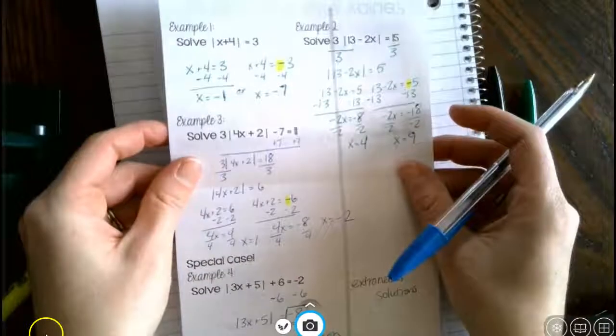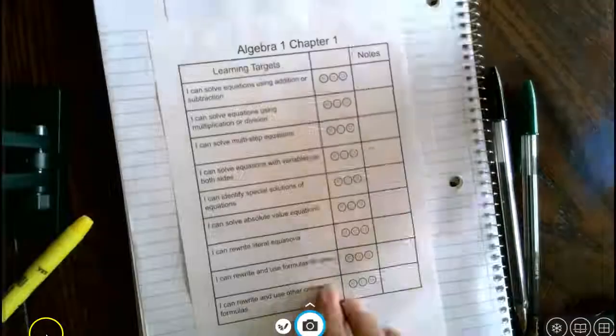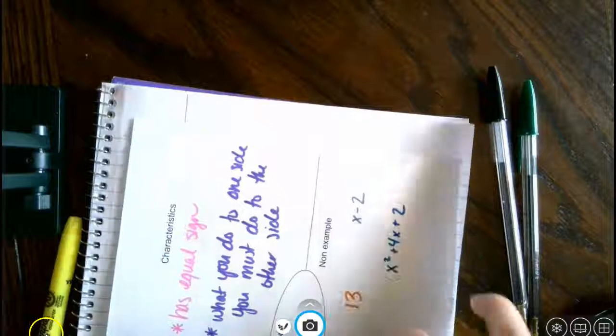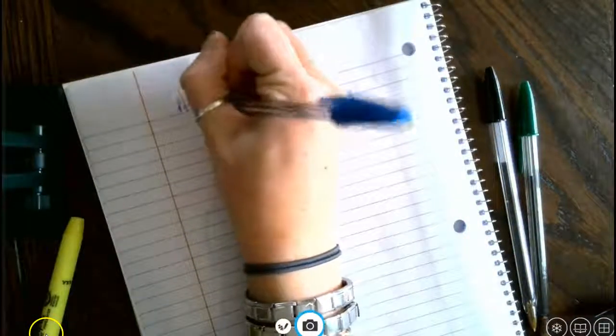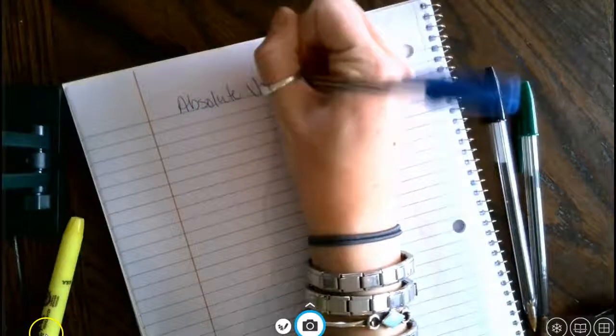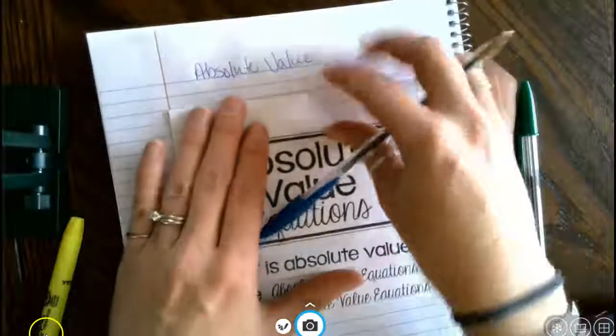Okay, so there's something that was missing from this page. In your notebook, go ahead and find the page where you're going to glue or tape this absolute value information. And for me, it's right here. I'm going to go ahead and label my page. So I know that I'm going to glue or tape this right here at the top.